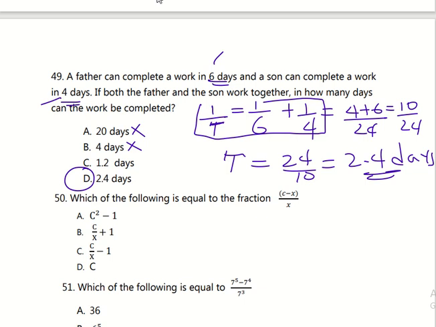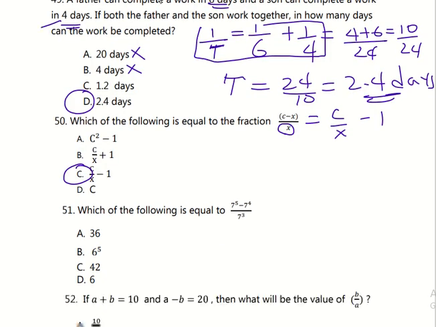Okay, which of the following is equal to the fraction c minus x over x? This one I can write as c over x minus x over x, which is 1. The denominator is common, so I can divide for each. c over x minus x over x means c over x minus 1. So the answer should be C.